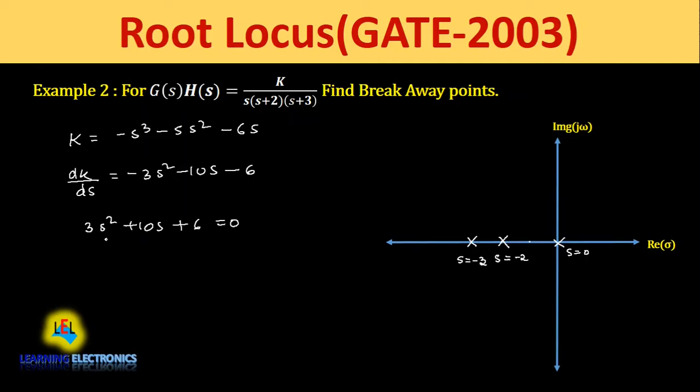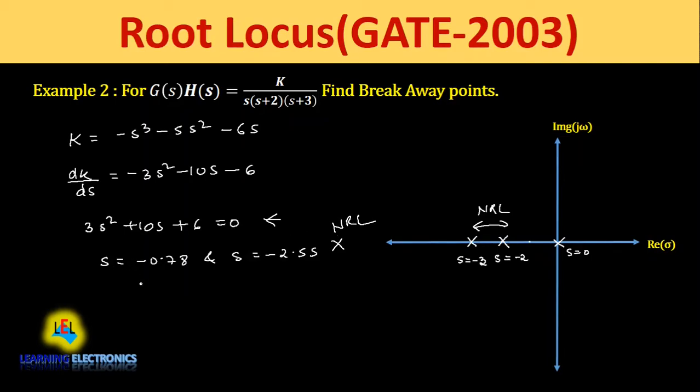Now to find the breakaway point, we have to find the roots of this equation. When we find the roots, we will get two roots, that is s equal to minus 0.78 and s equal to minus 2.55. Now this point of minus 2.55 will lie between s equal to minus 2 and s equal to minus 3, and by rule number 3 we have checked that this section between minus 2 and minus 3 will not lie on the root locus. That means this breakaway point of minus 2.55 will not lie on the root locus.